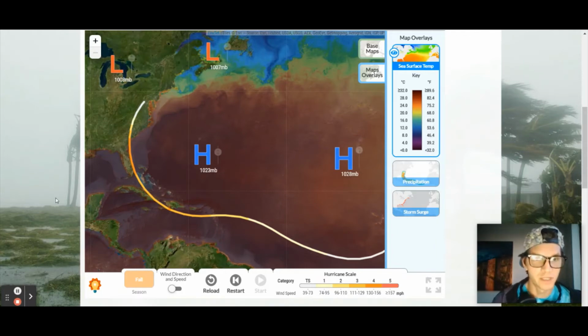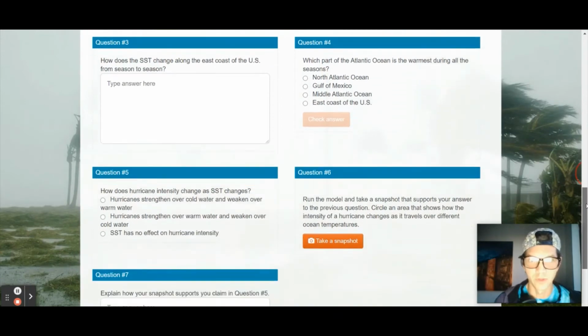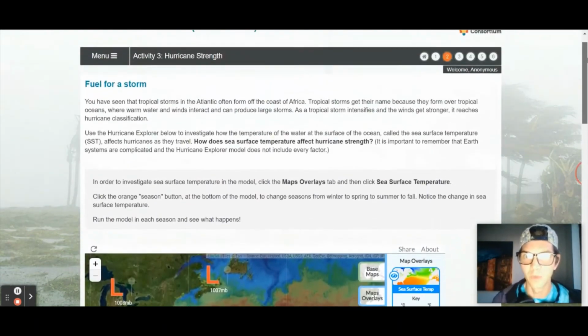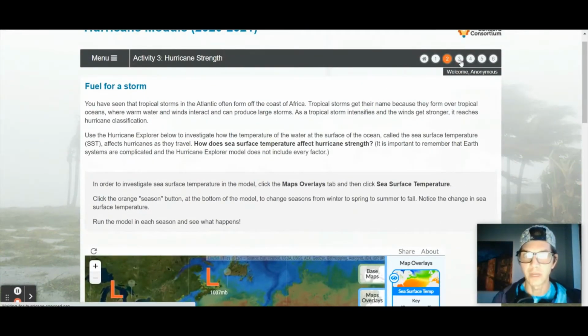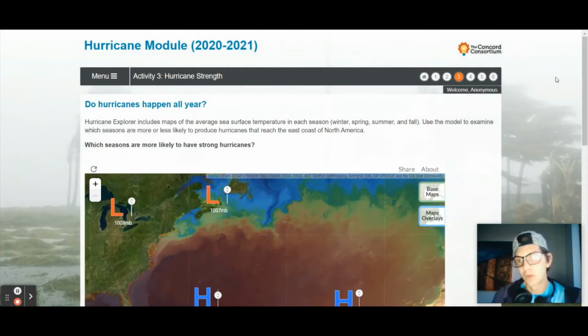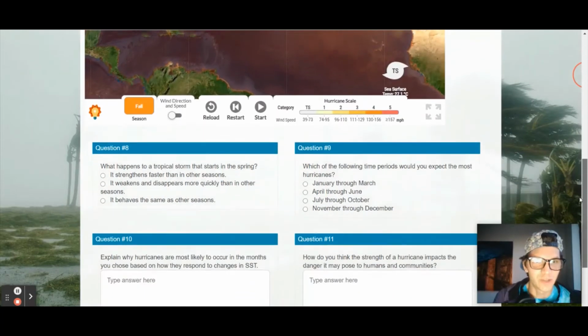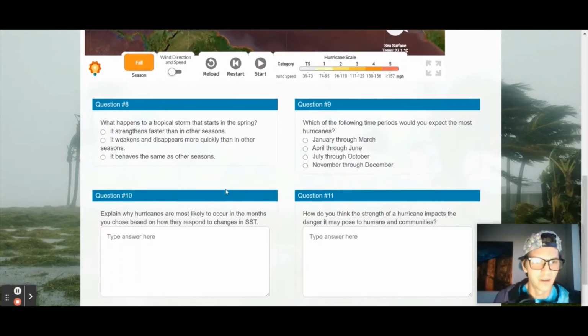Before we leave here, there's a couple questions to answer. So go ahead and answer those based on the work that we just did, and then we are going to continue to section 3, which is, do hurricanes happen all year? So again, we're going to be looking at seasons, which seasons are more likely to have strong hurricanes. I think I may have gotten a little bit too excited and already explained that. So we'll go ahead and answer these questions. I'll make sure that there's nothing else I need to cover, and then we'll move on to the next section.